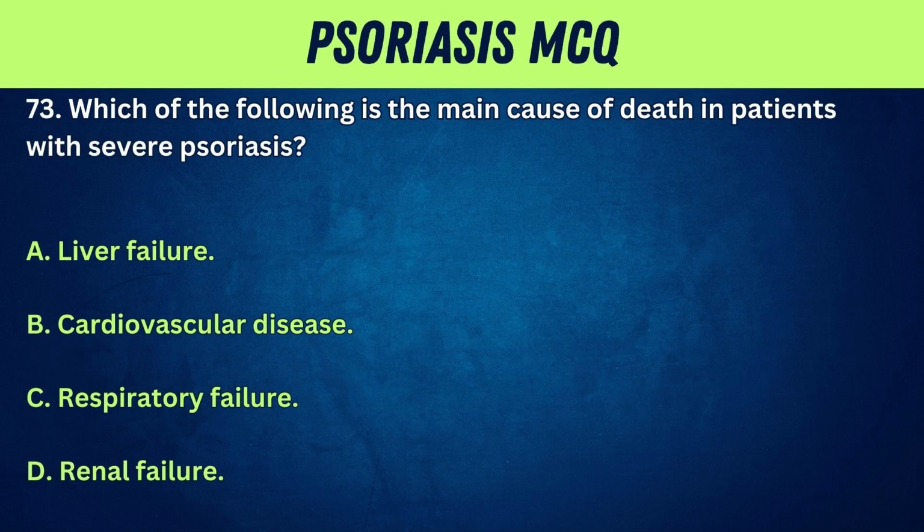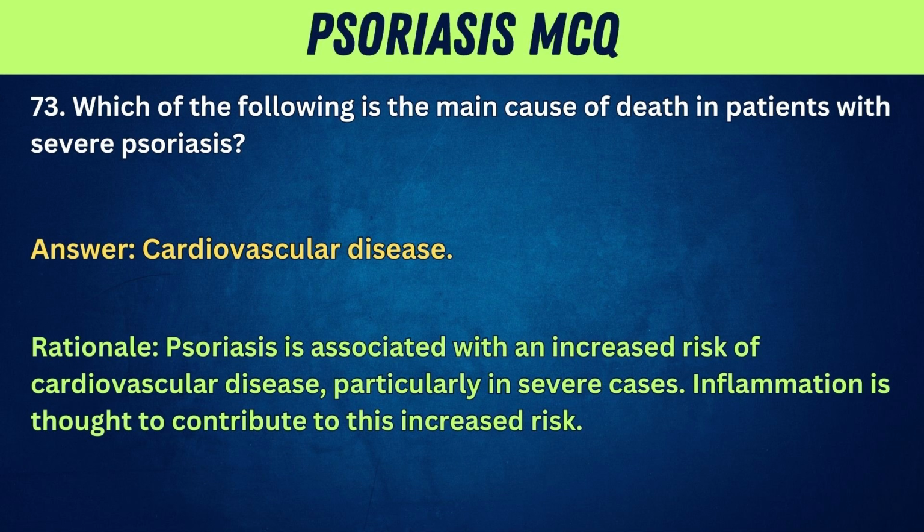73. Which of the following is the main cause of death in patients with severe psoriasis? A. Liver failure. B. Cardiovascular disease. C. Respiratory failure. D. Renal failure. Answer: cardiovascular disease. Rationale: psoriasis is associated with an increased risk of cardiovascular disease, particularly in severe cases. Inflammation is thought to contribute to this increased risk.